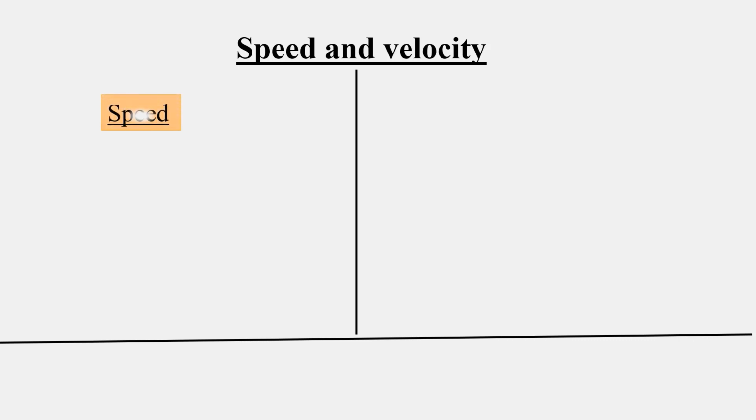Okay, let us start speed and velocity. I hope you remember what we have seen in the previous lessons about distance and displacement, which is distance is scalar and displacement is vector. We have said that speed is a derivative of distance, and velocity is the derivative of displacement.